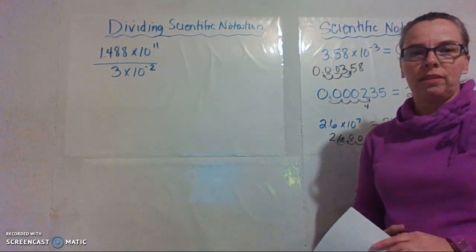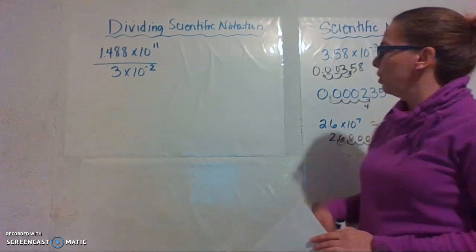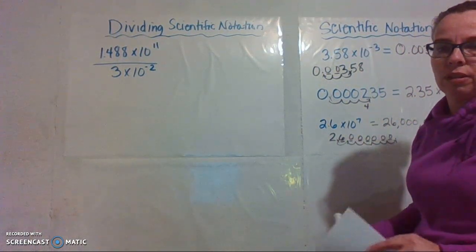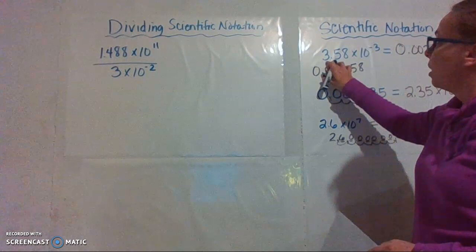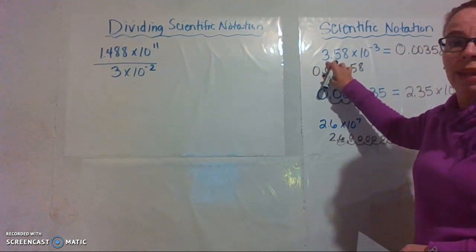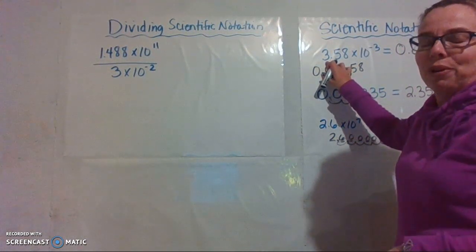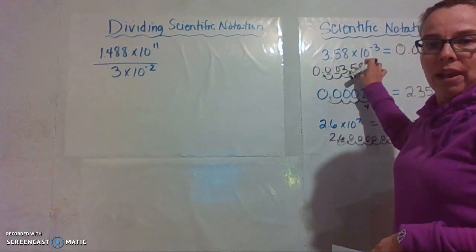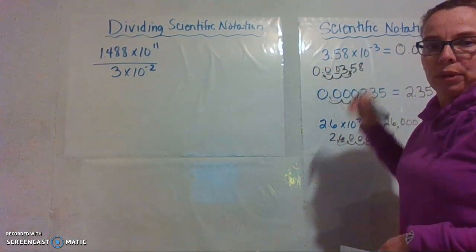Alright, ladies and gentlemen, this is dividing scientific notation. Remember a couple of the different ways to write in scientific notation and the different parts that need to be true. First factor, equal to 1 or greater than 1 but less than 10. Power of 10 factor with the exponents.